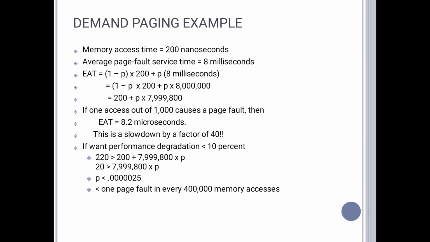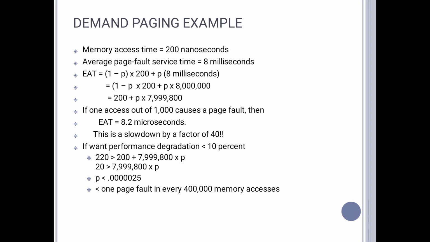So EAT = 200 + p x 7,999,800. Okay, so if one access out of 1000 causes a page fault, then EAT is equal to 8.2 microseconds. So this will slow down by a factor of 40.